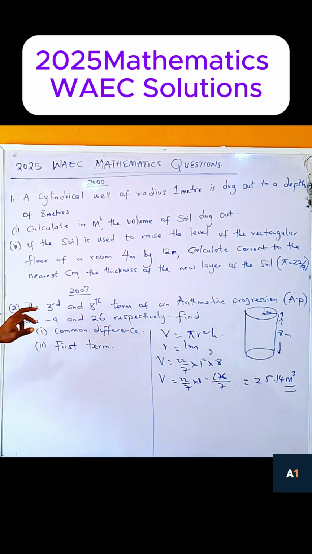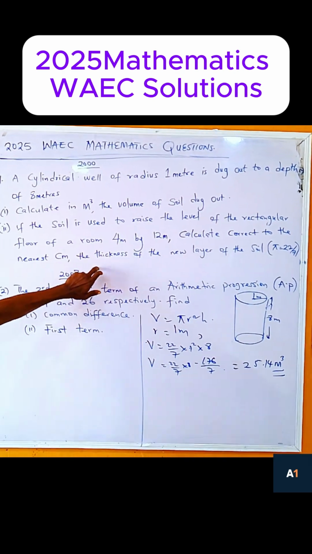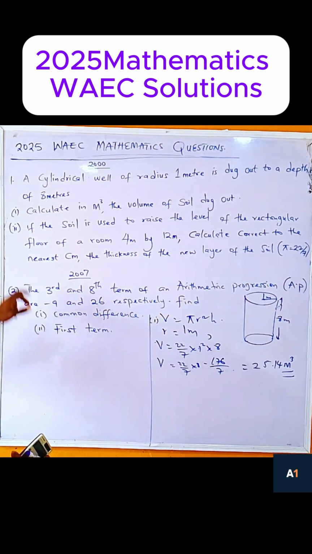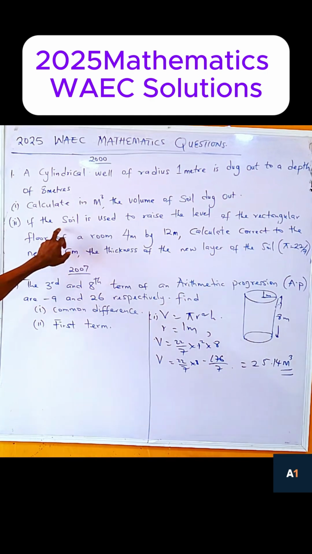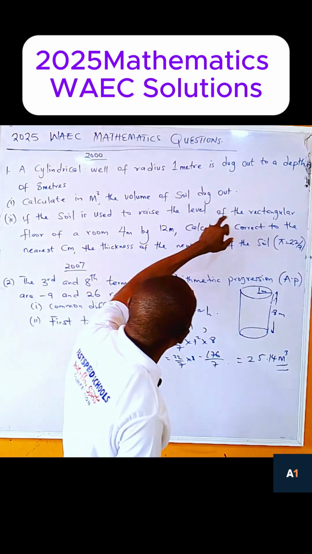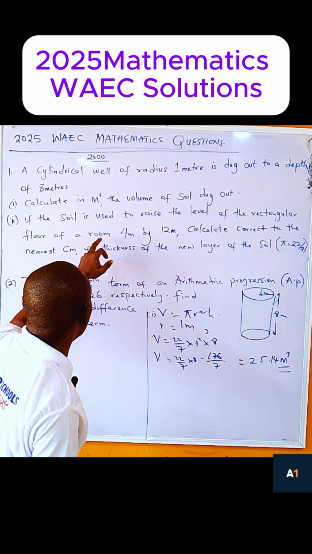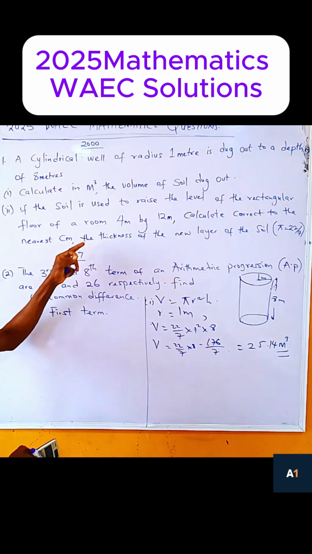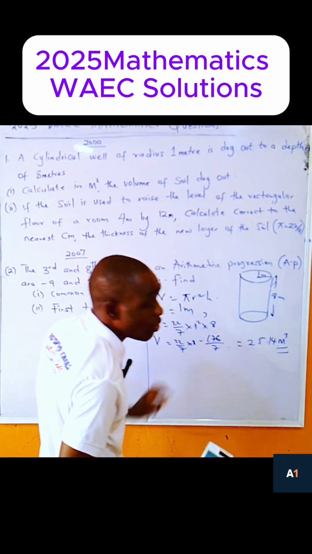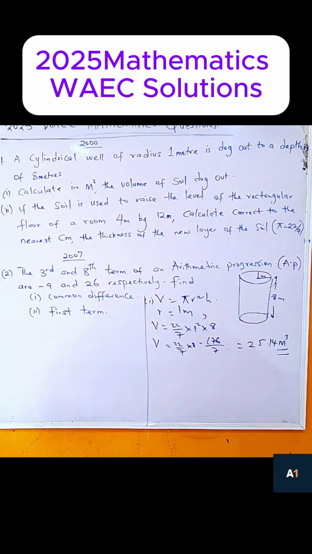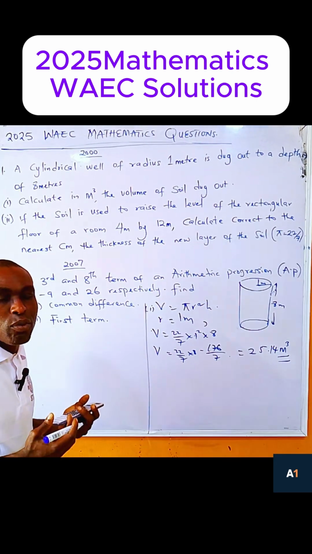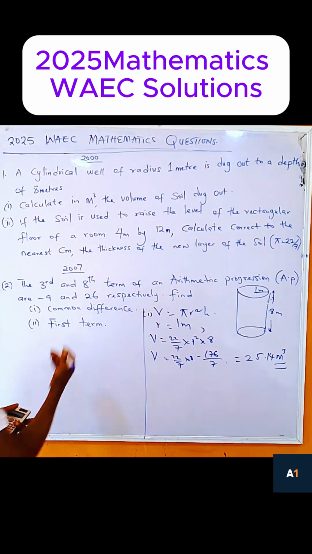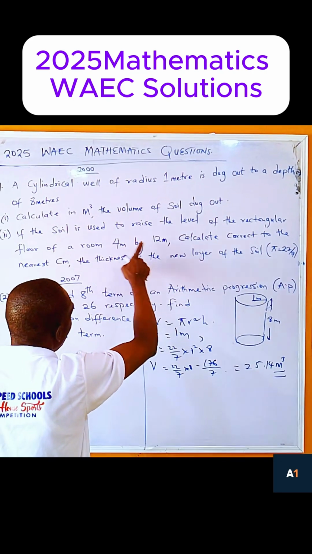Now let's look at this. Okay, the question is not asking us this one. So this is for part one. Then for part two, if the soil is used to raise the level of the rectangular floor of a room of 4 meter by 12 meter, calculate correct to the nearest centimeter the thickness of the new layer of the soil. Now what we are going to do here is this. The soil taken out of the well, they now say let's use it to build the floor of this 4 meter by 12 meter.